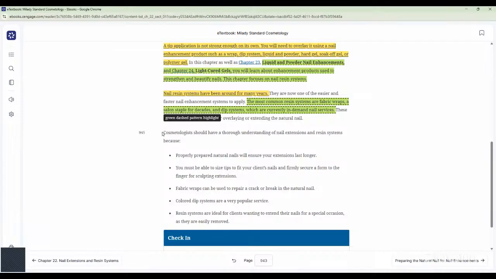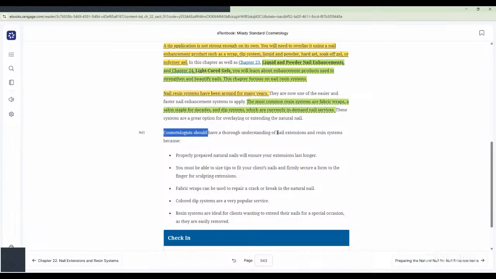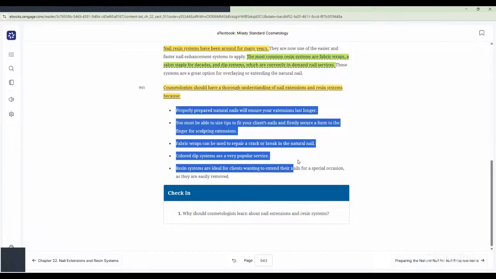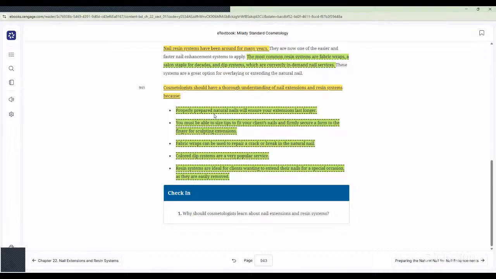Okay. Here's why cosmetologists should have a thorough understanding of nail extensions and resin systems. You know, we always see these in our check-in questions. So please make sure you note properly prepared natural nails will ensure that extensions last longer. So you having a manicure, having them clean, dry, removal of all oil, dirt, and debris, your nail systems will last longer.